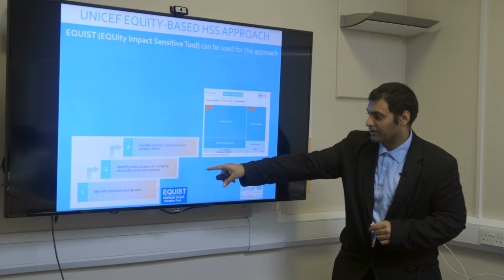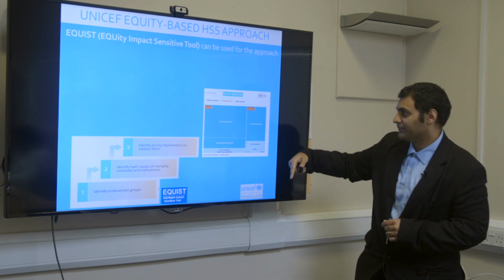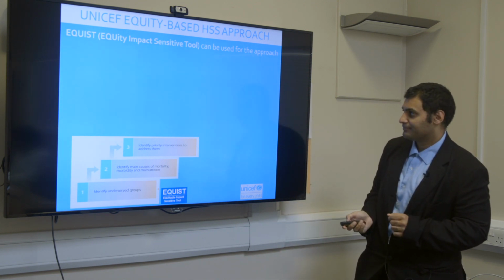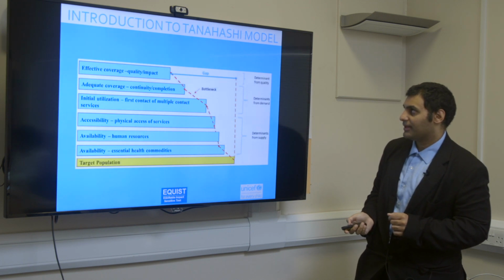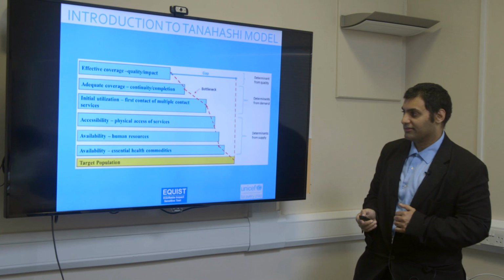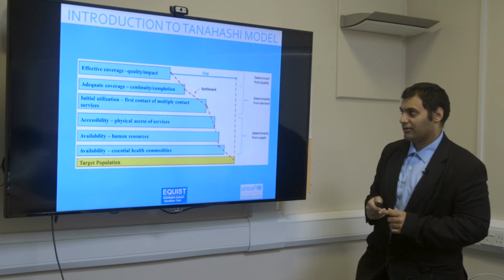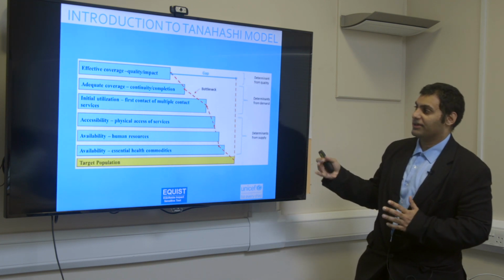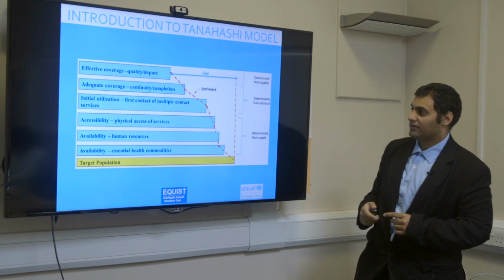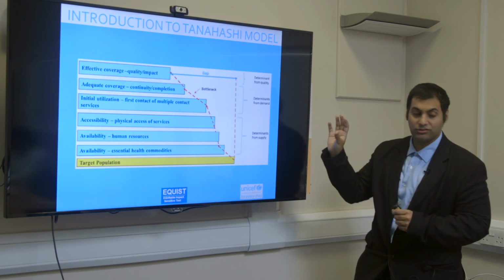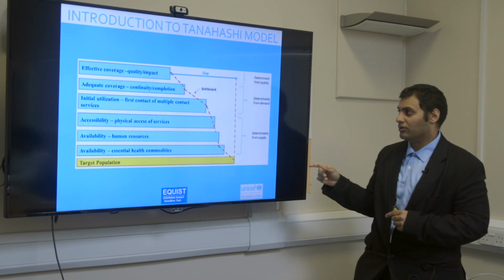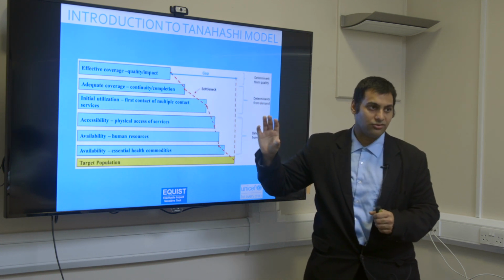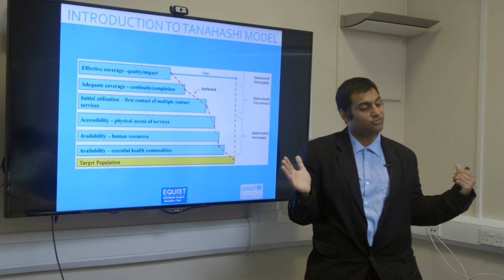So moving on from, we identified the main causes of mortality, and now we're moving on to how to address these main causes of mortality and morbidity. So in step 4 of EQUIST, this is the bottleneck analysis that we're starting. What EQUIST has used is what's known as the determinant approach, which is based off the Tanahashi model. The Tanahashi model looks at the specific determinants leading to gaps in terms of effective coverage. So your effective coverage is the full quality of the intervention you're looking at.